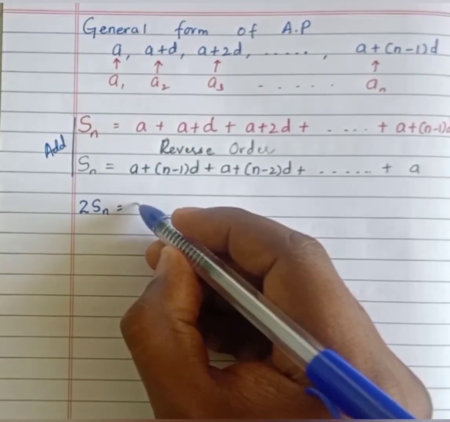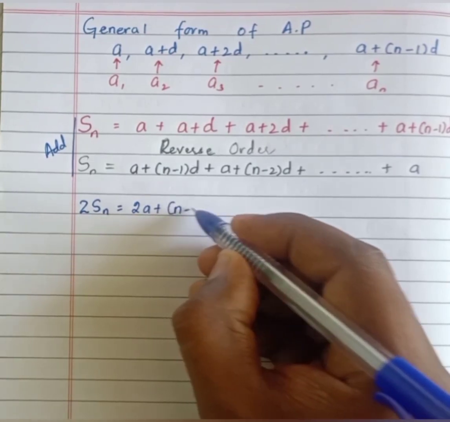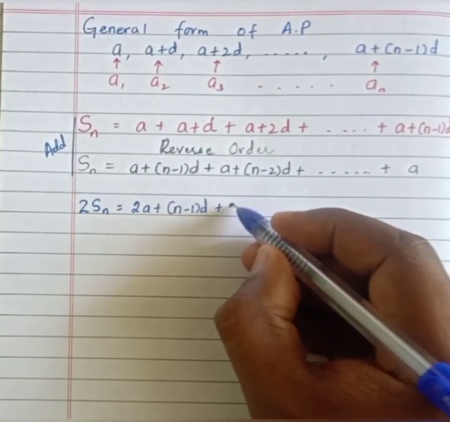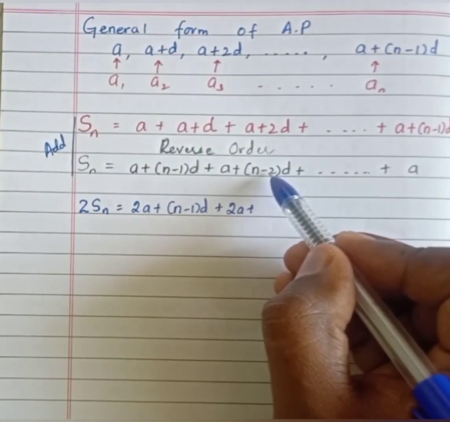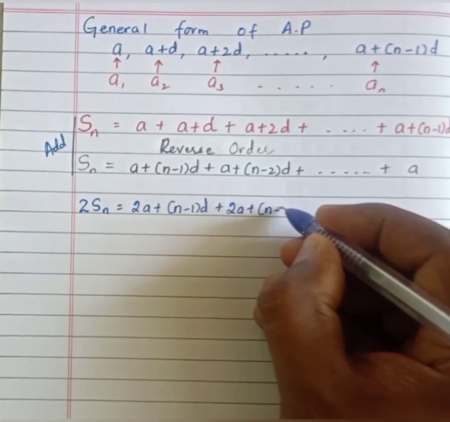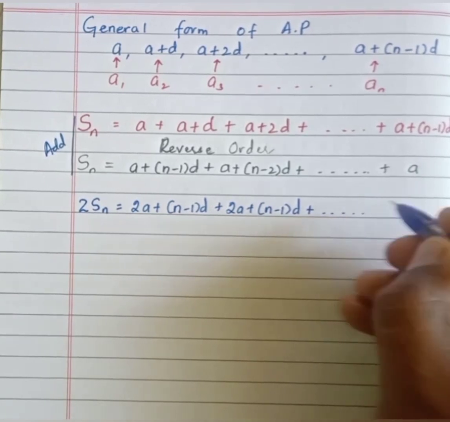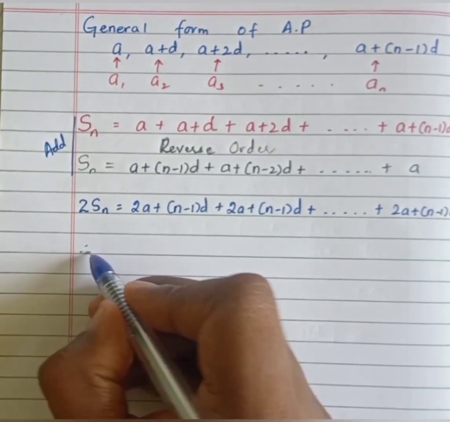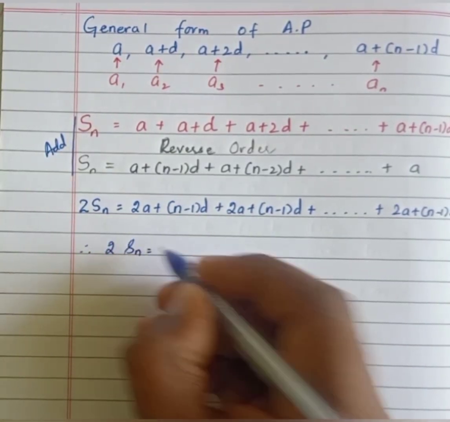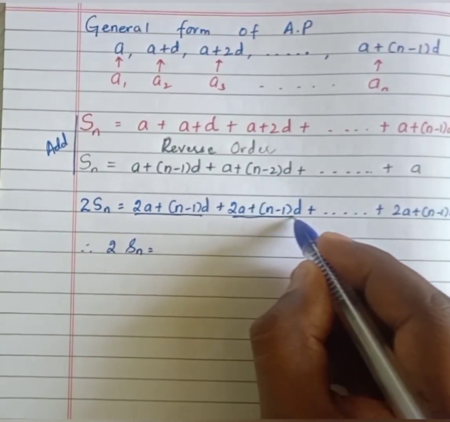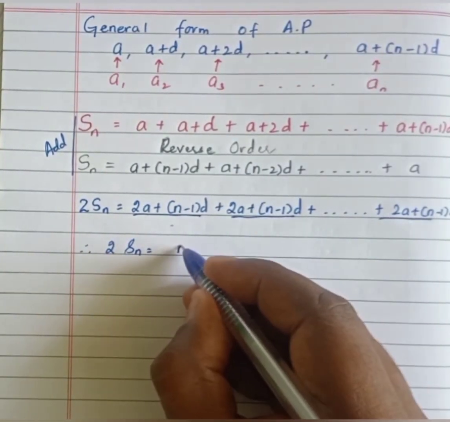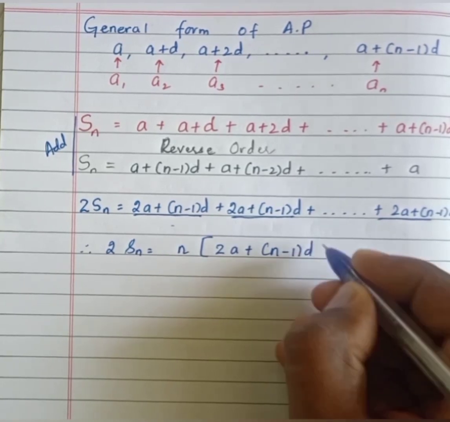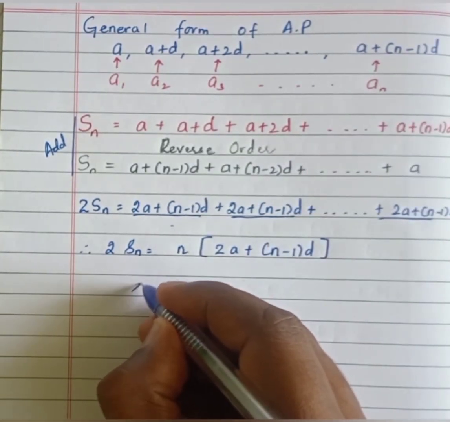Now a plus (n minus 1) into d gives a plus a, which is 2a, plus (n minus 1) into d as it is. In the same way, a plus d plus a plus (n minus 2) into d gives 2a plus (n minus 1) into d, because minus 2d plus d gives minus d. In the same way, up to the last term, we get the same term, 2a plus (n minus 1) into d. Adding up n times, we get 2Sn equals n times (2a plus (n minus 1) into d).